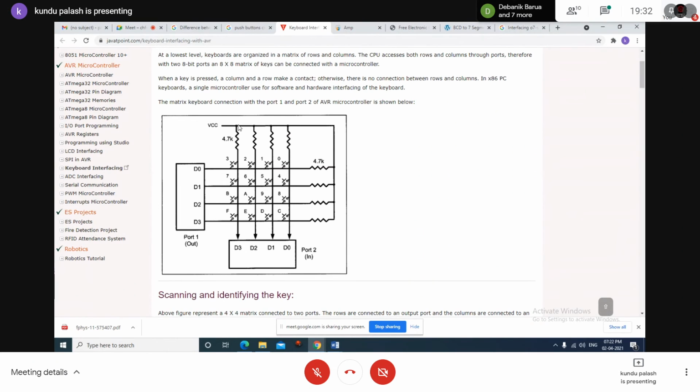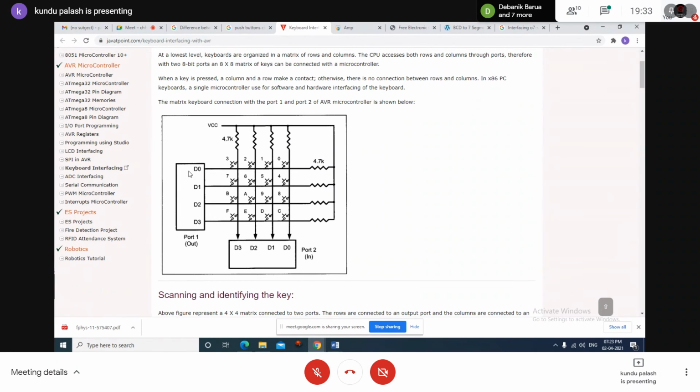First of all, when the keys are unpressed, all these port lines will be at a floating or high logic, because via these lines all the potential will be at high logic. As well, all these column lines will be at high logic because they are connected via these 4.7K resistors. So when the keys are not pressed, this port will read all 1s and this port will read all 1s in general. But the technique is like that.